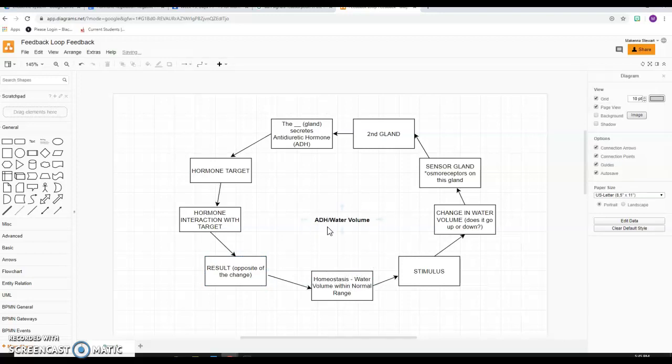So for your ADH water volume loop, these are the components you should have. Homeostasis, that should be your start and end. A stimulus. Again, there's many possible stimuli you could choose from, but the stimuli need to actually apply to the scenario. Change in water volume, but you need to know, does it go up or does it go down in order to stimulate the secretion of ADH.